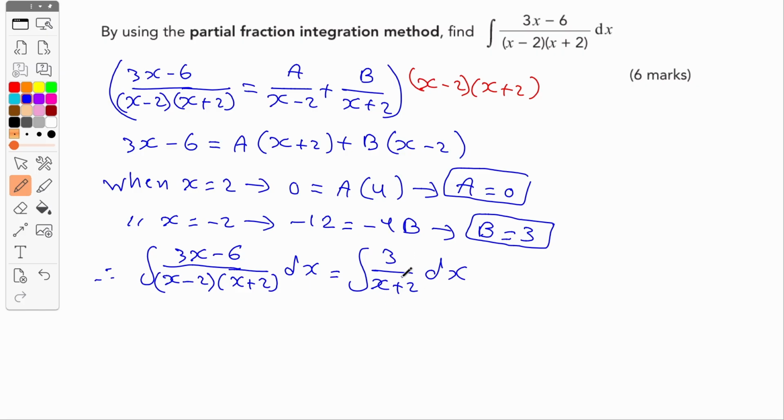It's very easy to integrate this one. The answer will be 3 ln of the modulus of x plus 2, then plus c. 6 marks for this question, as you see.